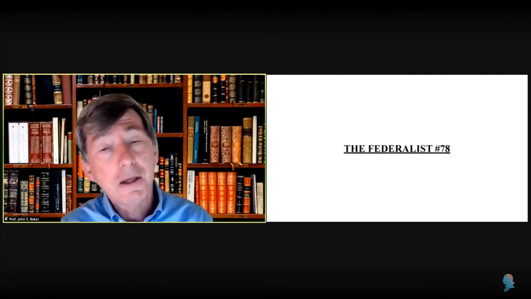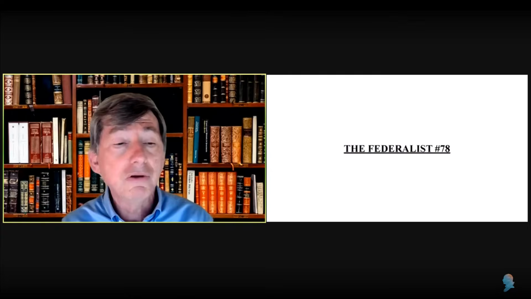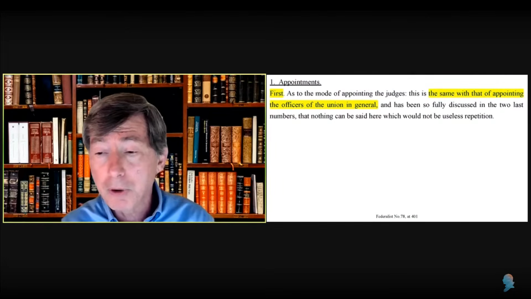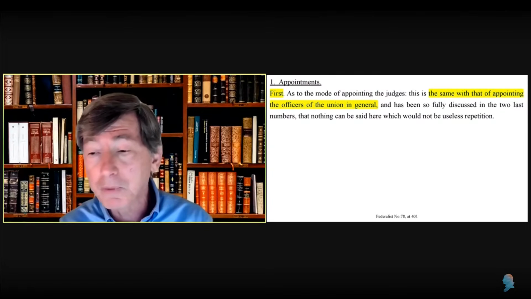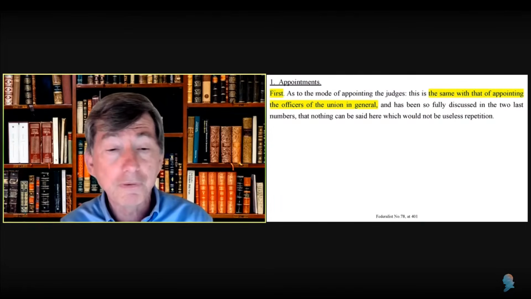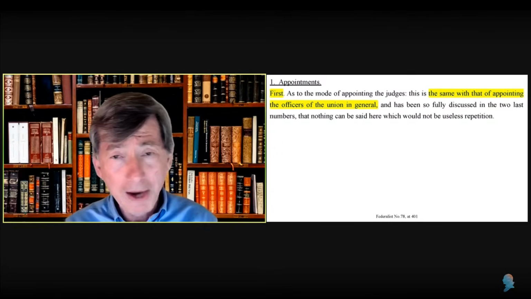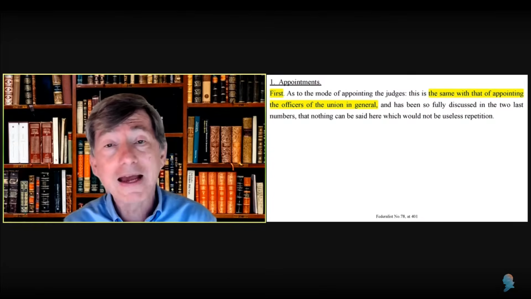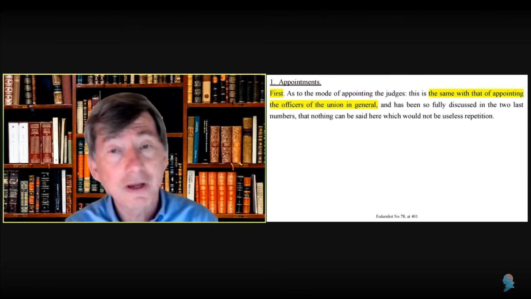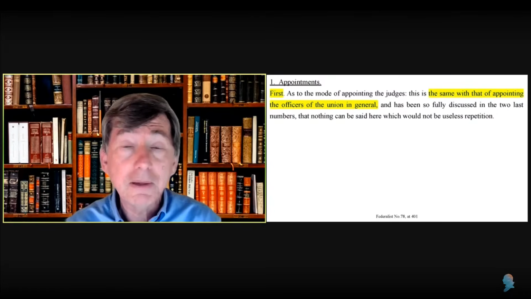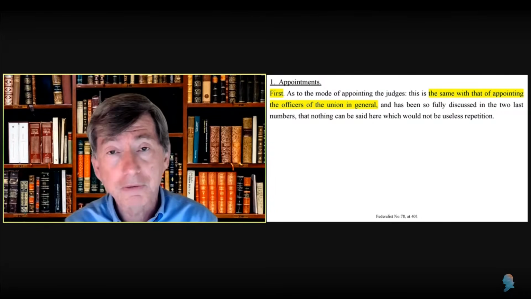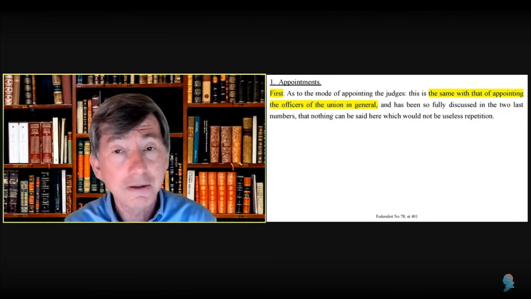So let's turn then to Federalist 78 and to the first one. So I mentioned last time about appointments, and I got ahead in a way to appointments and talking about judicial appointments. First, he says that on appointments, the same is dealt with the same as that of appointing the officers of the Union in general, and that was in the previous essay. Why is that important? Because as Publius says in the previous essay, the reality is that the appointment is basically the president's, subject to a negative by the Senate, yes.